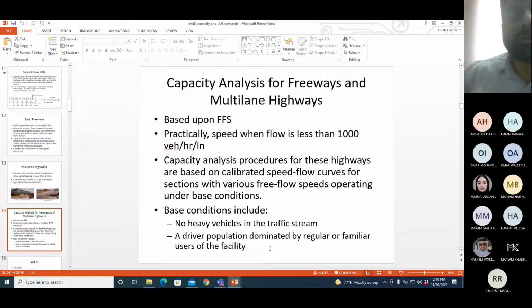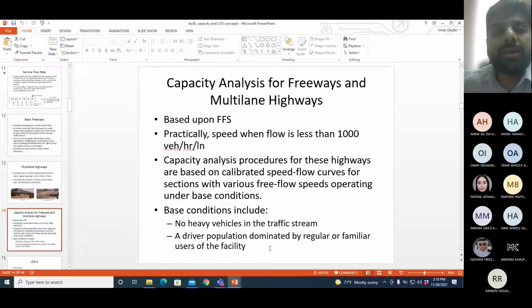Base conditions, you can see the 2 points written at the bottom of the slide. There are two base conditions, and whenever you are using the equation or the graph, these two base conditions must be met. Okay, the first base condition is that no heavy vehicles on the highway. So all vehicles are what? They are passenger cars. All vehicles are passenger cars. First base condition, ideal condition.